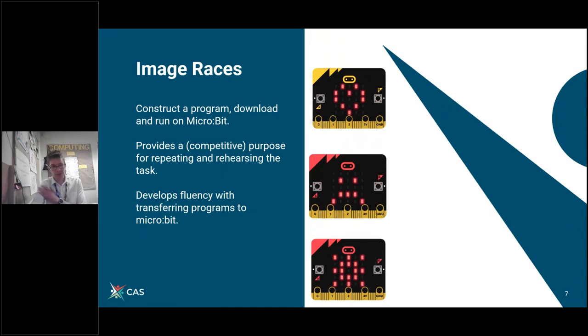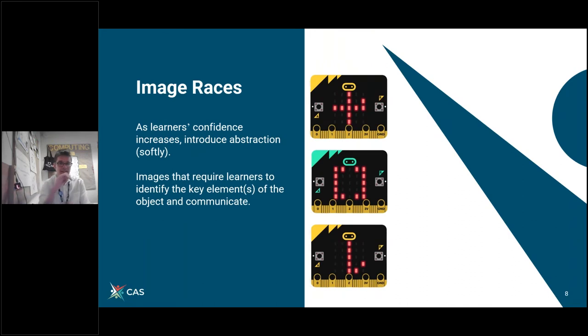A nice tweak onto this, what I found, is taking it a bit further, still doing the idea of having a race, but bringing in the idea of abstraction. So you're asking children to think about, with those 25 LEDs, how are they going to be able to represent something? Here we've got a representation of an aeroplane, and these two here were both done trying to represent an animal. I'll give you just a second to see if you can think what it might have been.